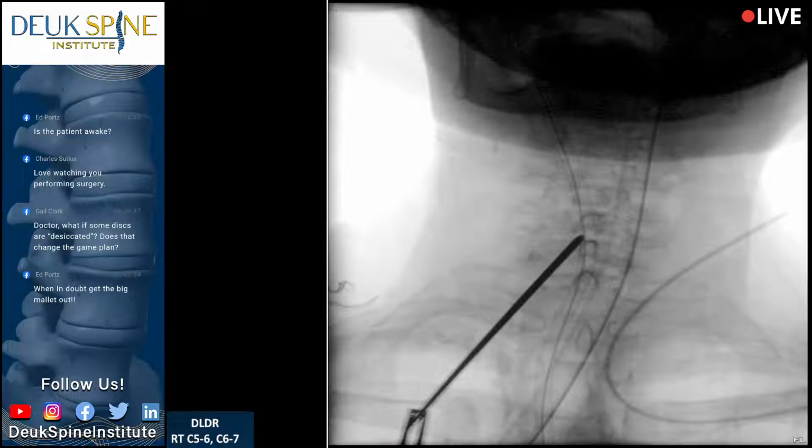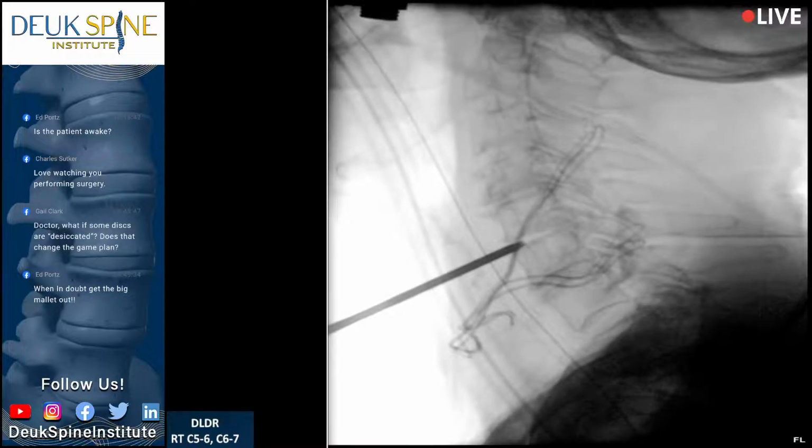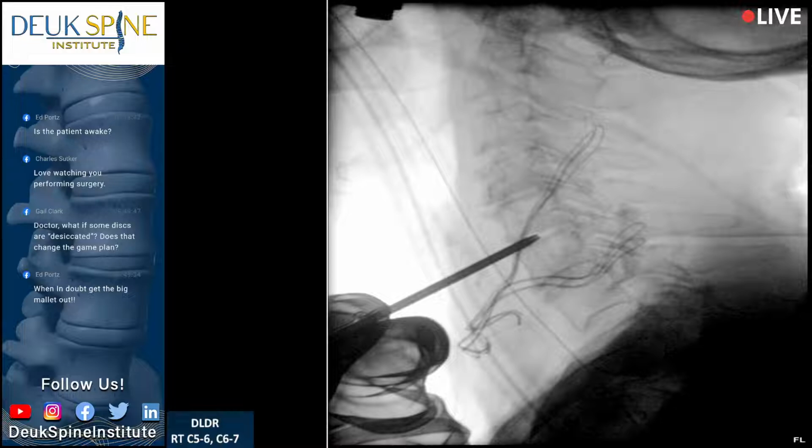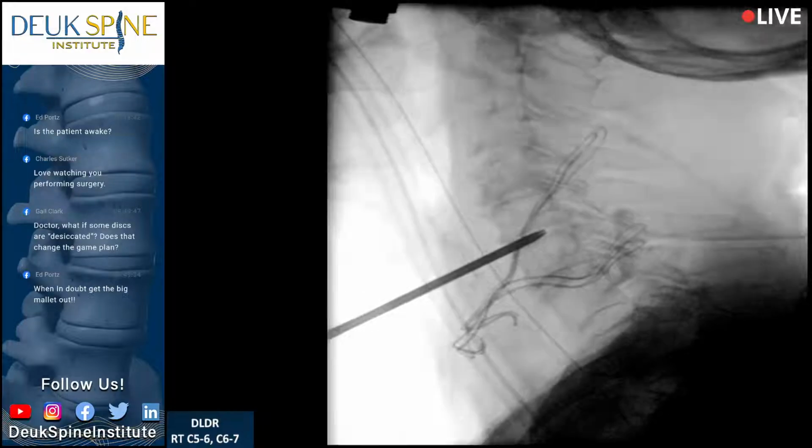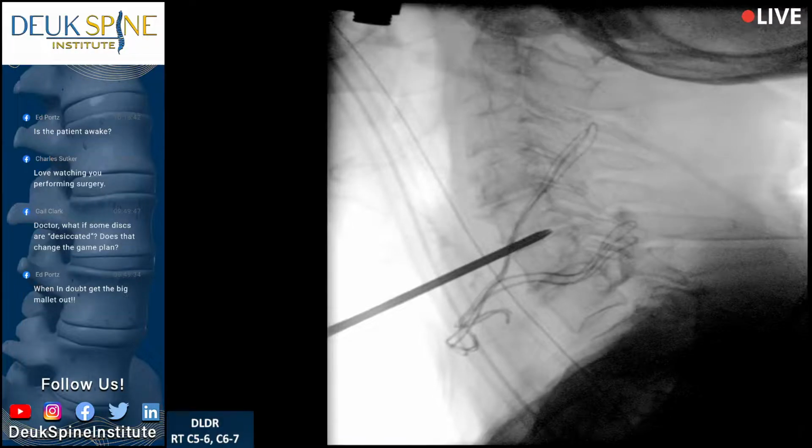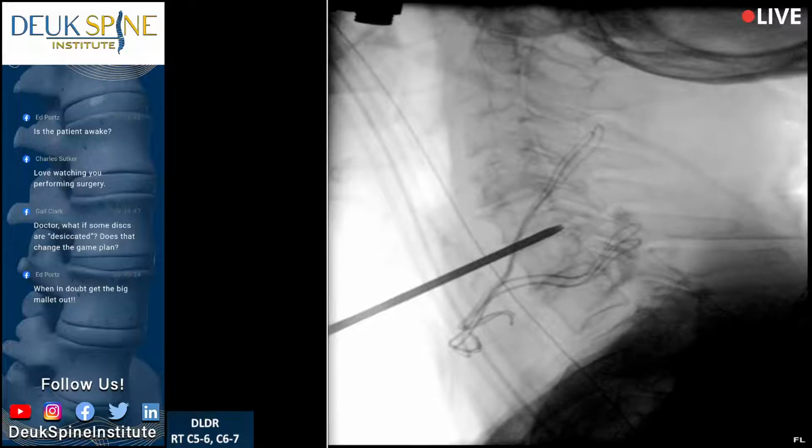So we're still in the midline, in the threshold of what's acceptable. And now I'm going to bring this dilator tip to the back of the disc. Shot. Again, this is a degenerated disc, so it's pretty collapsed. People ask me, can you do this surgery with a degenerated disc? Absolutely. As long as you have a good anesthesiologist, you can.